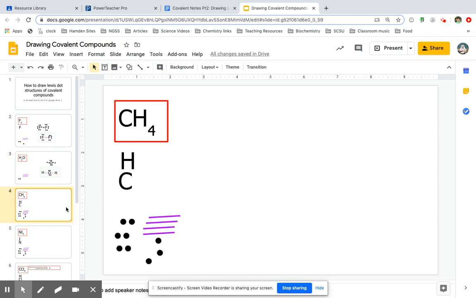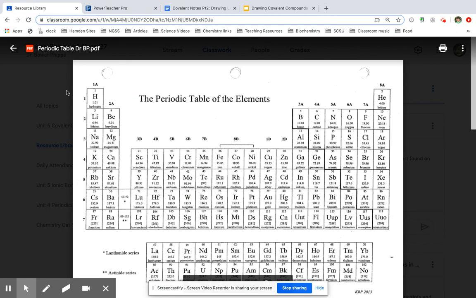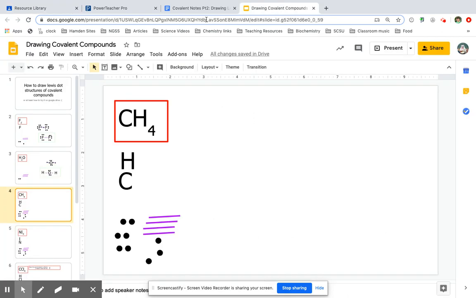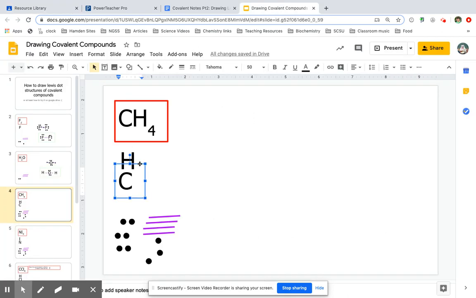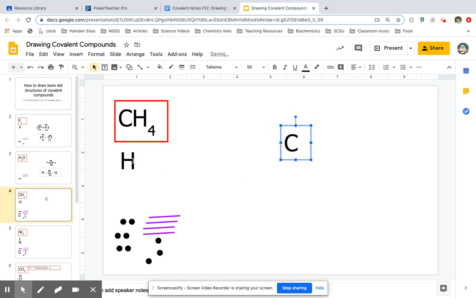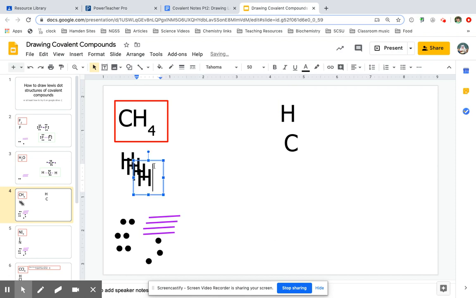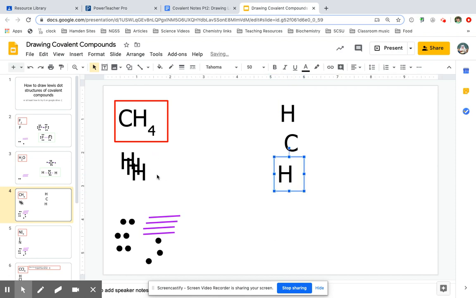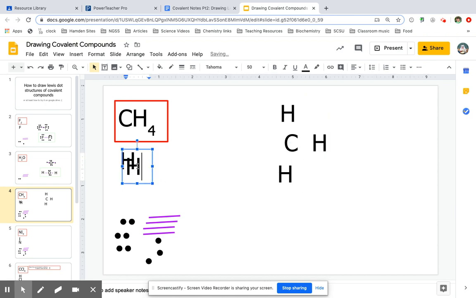The final one I'm going to do is CH4, 1 C, 4 H's. H again has 1 electron, C has 4. And because there's just 1 C, I'm going to put that one in the middle. So here's my C, and I need 4 H's. 1, 2, 3, 4. 1 H on the top, 1 H on the bottom, 1 H on the side, 1 H on the other side.